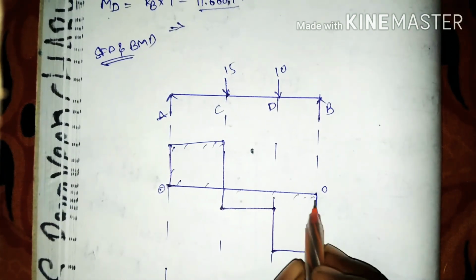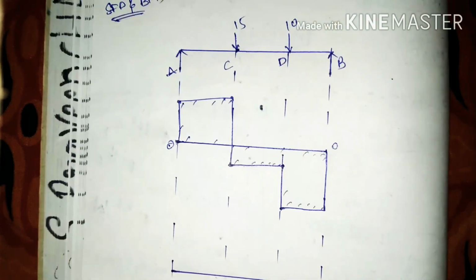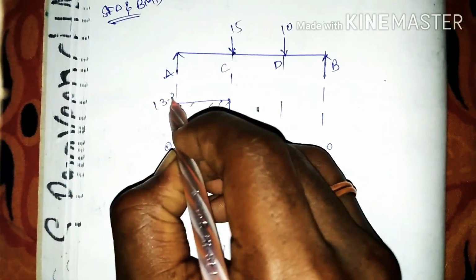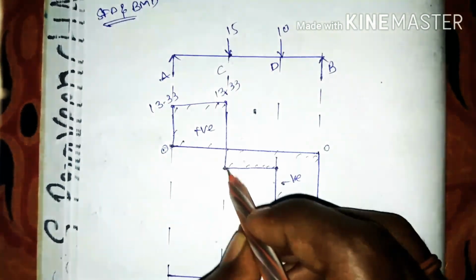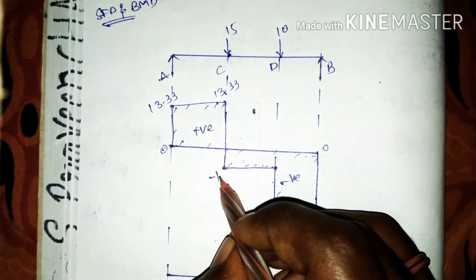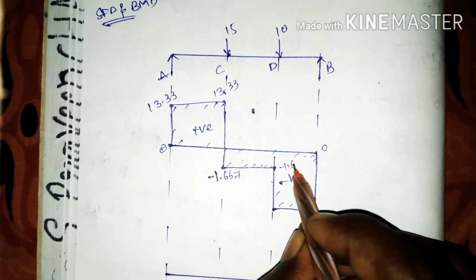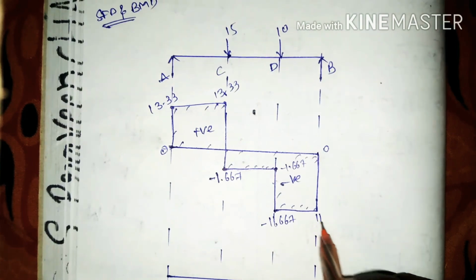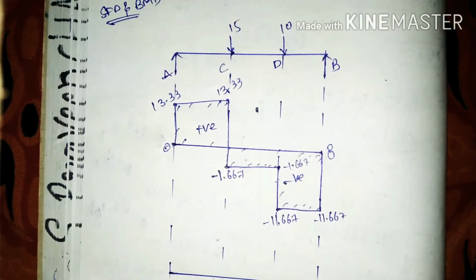Use the scale and pencil to draw the shear force diagram. This is negative, this is positive. The values are 13.33, here also the same. After C, it is minus 1.667, here also minus 1.667. Thereafter it is minus 11.667, minus 11.667. Thereafter it is 0.